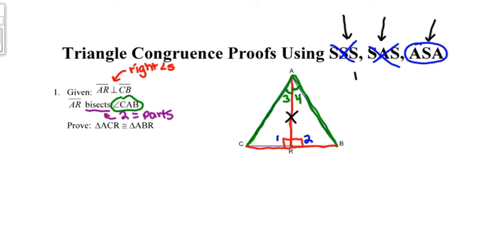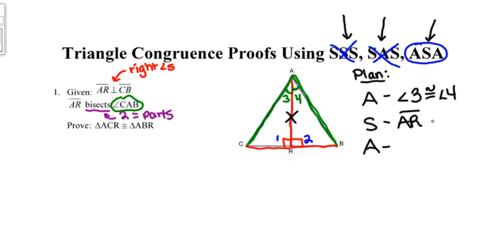I am always going to write a plan or an outline for my proof. So I'm going to plan to make these triangles congruent by angle, side, angle. My first pair of congruent angles are 3 and 4 up at the top. My pair of congruent sides are AR, congruent to itself, right up the middle. And my second pair of congruent angles are those right angles down at the base of the triangle, 1 and 2.